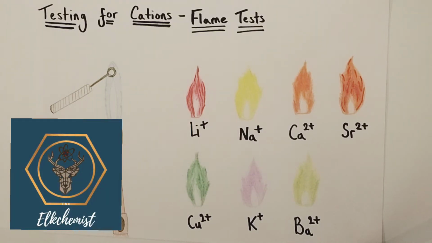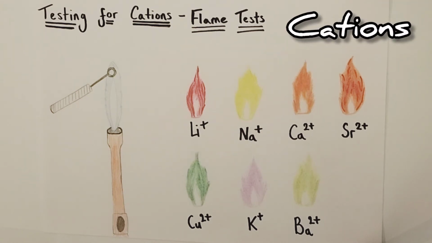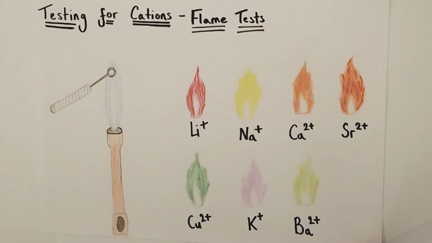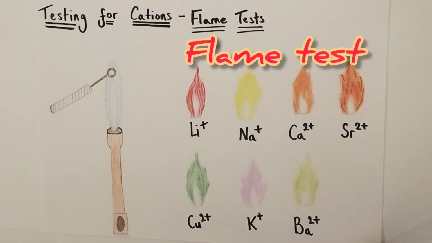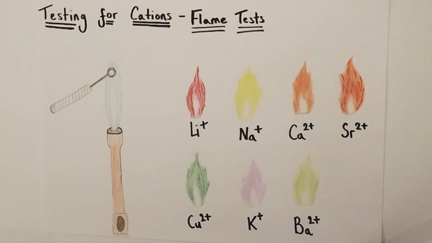Hi there, welcome to this Elkchemist chemistry video looking at chemical analysis, specifically how we test for the presence of cations, positive ions found in samples of compounds. So, if we want to find out what cations might be found inside an ionic compound, our first line of inquiry would be a flame test, because it gives a very clear visual indication of whether certain ions are present.